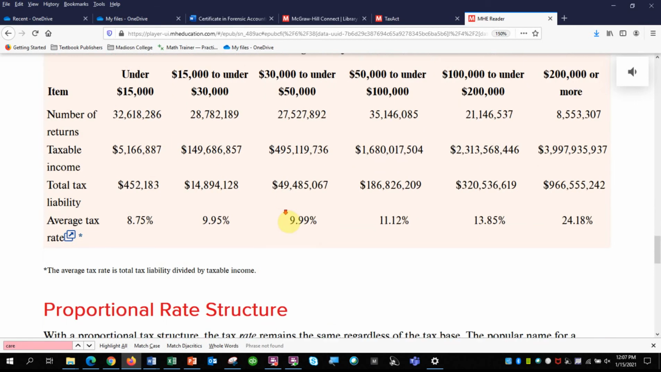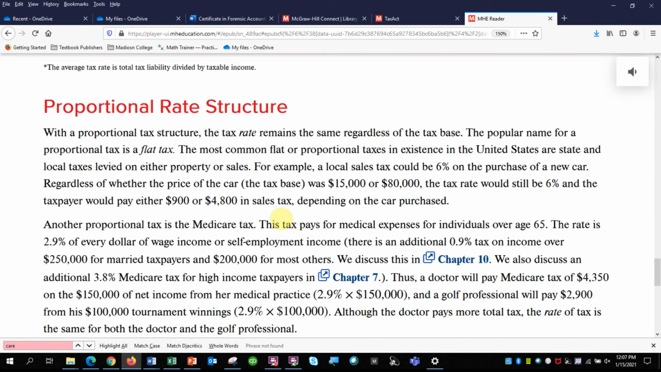Another tax system is the proportional tax rate structure. Proportional, often referred to as a flat tax. It means that we're all going to pay the same tax rate. So, for example, a sales tax. When you go to the store and you go to Target, for example, or if you buy something on Amazon, you'll pay a sales tax that applies to the state in which you reside. That's a flat tax.